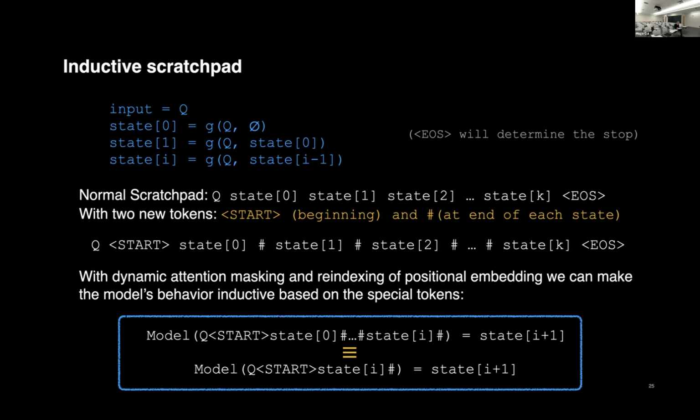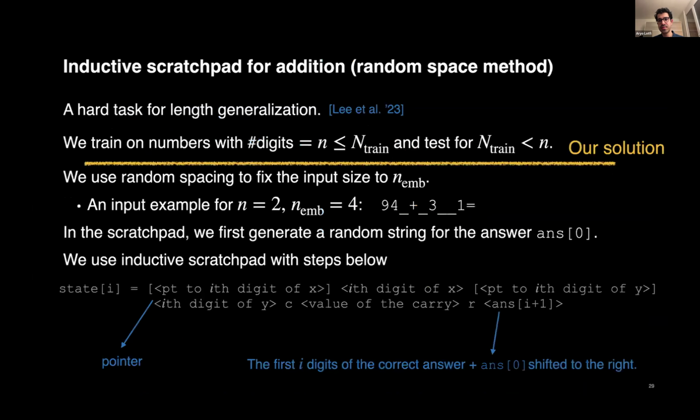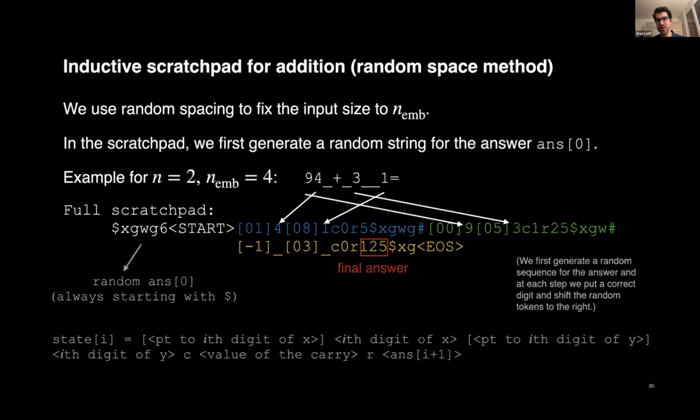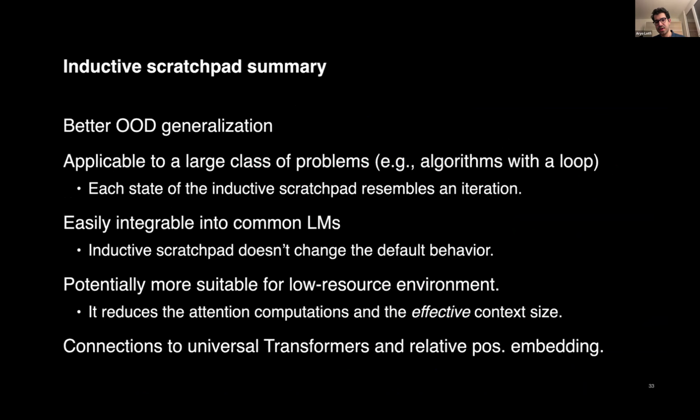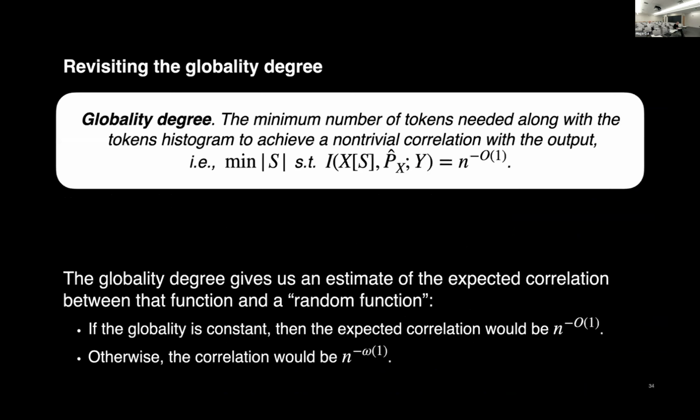Also, just to make it clear, it only changes the transformer behavior for these 2 special tokens. So that's the reason that I would say it's easily integrable into common language models, because for the normal input, which doesn't use these 2 special tokens, we would get the normal behavior of the transformer. Thanks. So now we go to the Collins part.